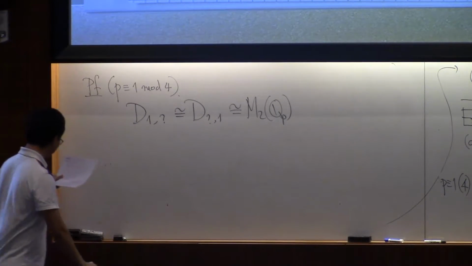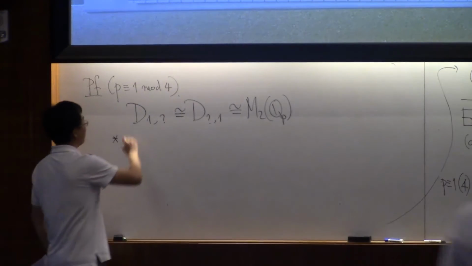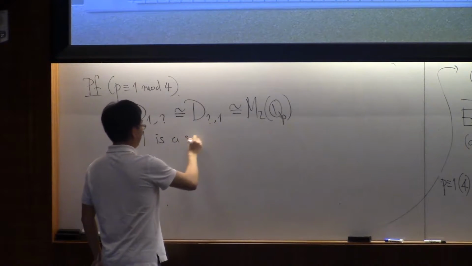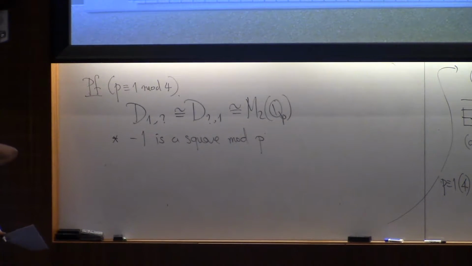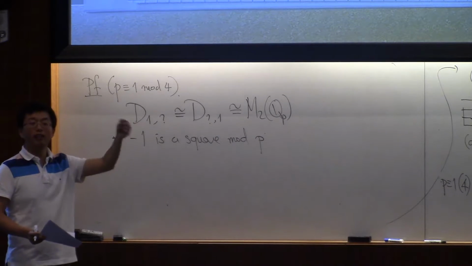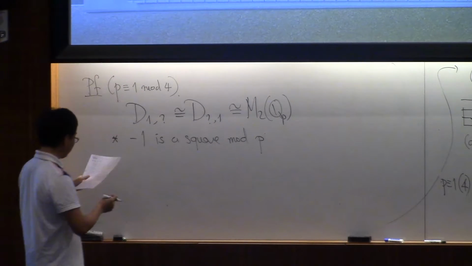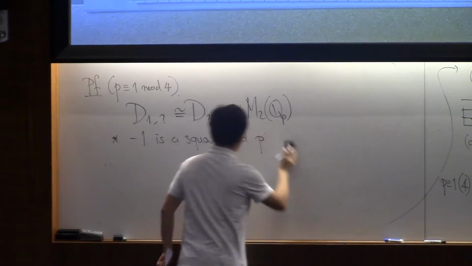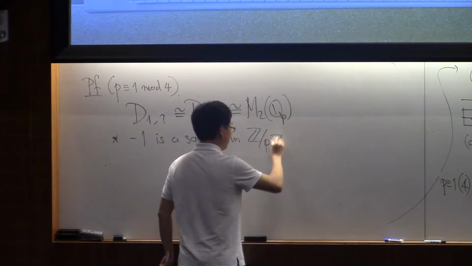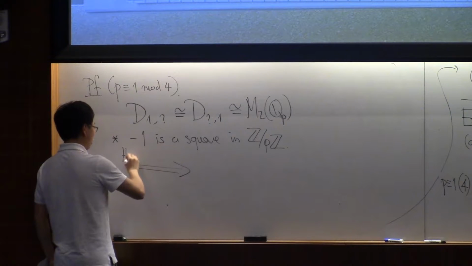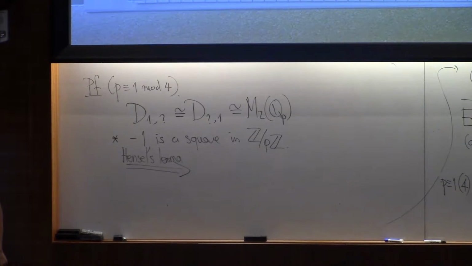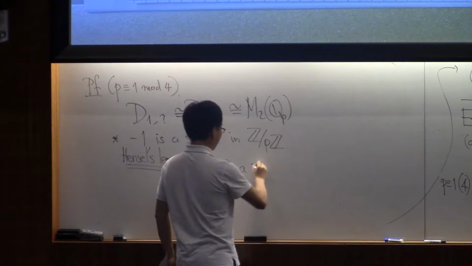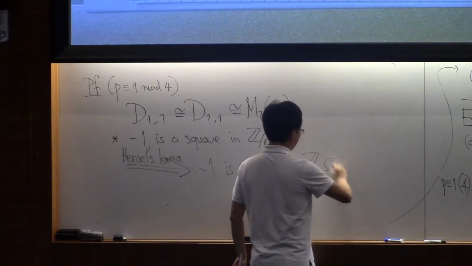Now I have to go into the middle. What makes things easier is that when p is congruent to 1 mod 4, minus 1 is a square mod p. Because F_p cross is a cyclic group of order p minus 1, and p minus 1 is divisible by 4, therefore minus 1, as a 2-torsion element, is automatically a square of something. So it's a square in Z mod pZ. Now, if minus 1 is a square modulo p, then it is a square in Z_p, and of course it's going to be a square in Q_p.